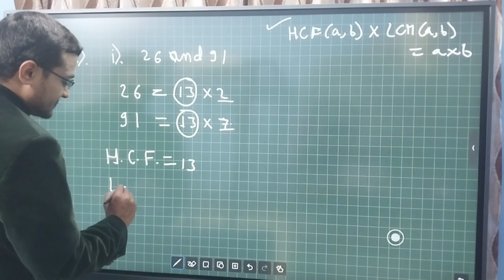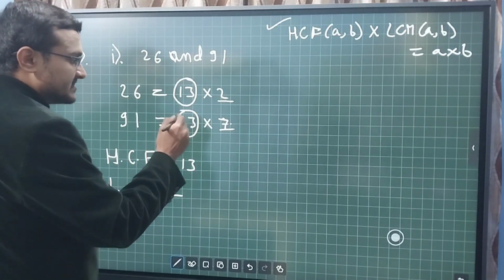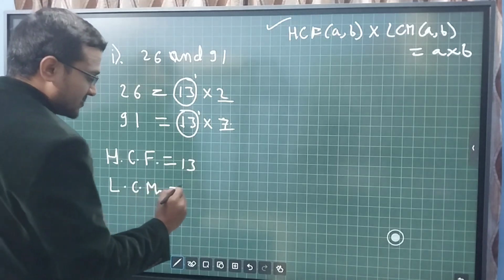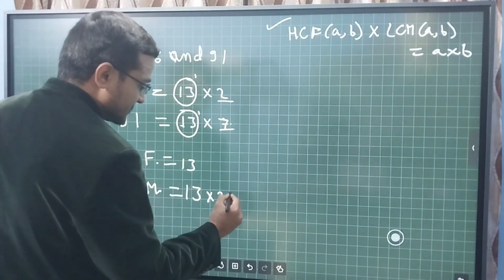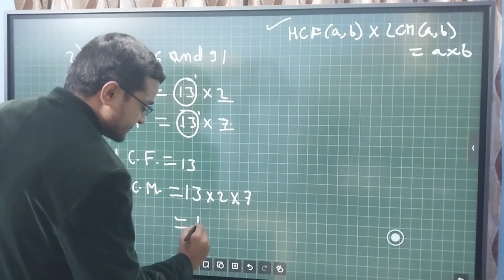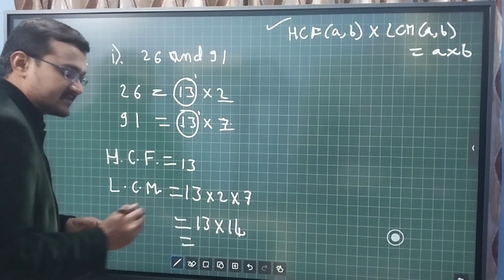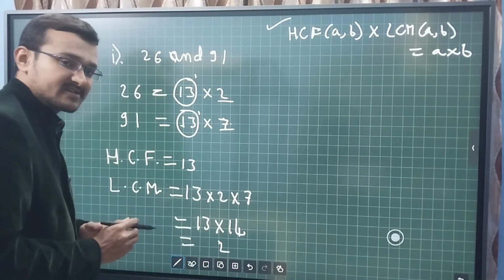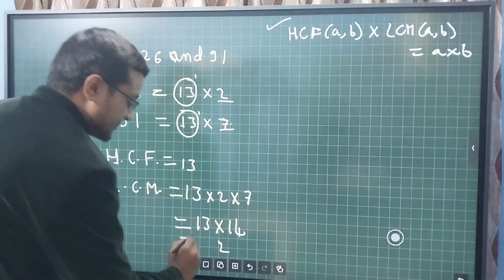So now you have to take the LCM of these two numbers. Here, for the highest power of 13, both 13s have the same power, that is power 1. So you can take 13, and 2, and 7 also. So 7 2s are 14. Here we are getting 13 into 7 2s are 14. 14 3s are 42, 4 carry. 14 1s are 14, 14 plus 4 is 18.